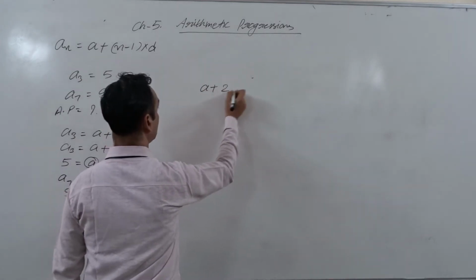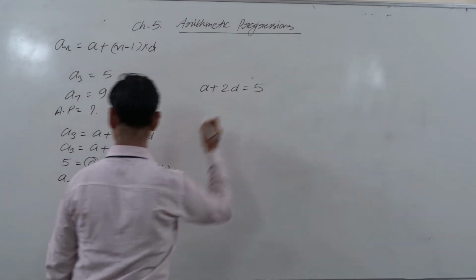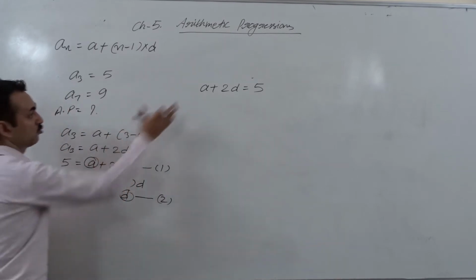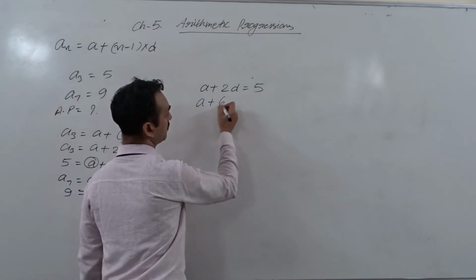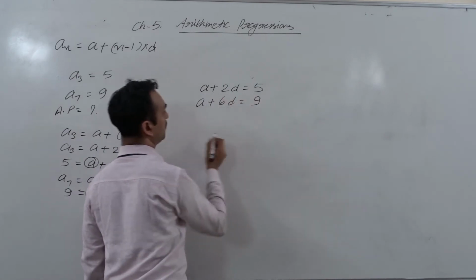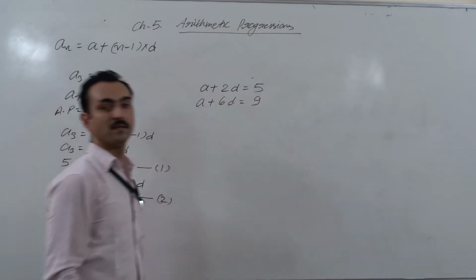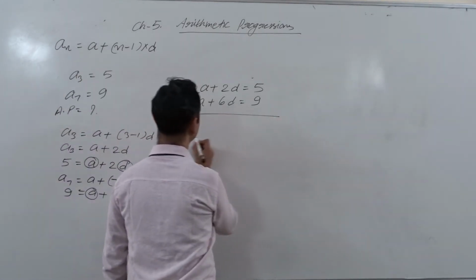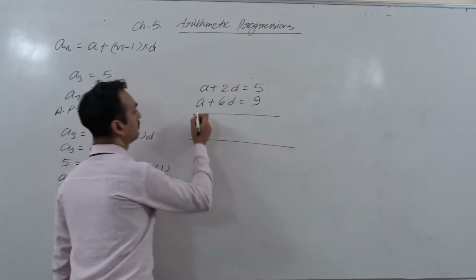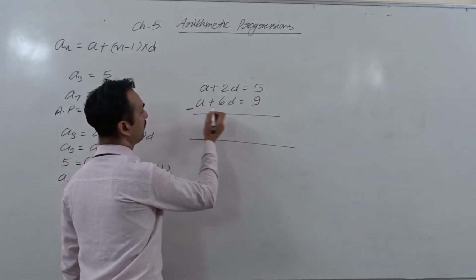A plus 2D equals 5. I write here A plus 2D equals 5 and A plus 6D equals 9. Okay. So in class 9 you have understood the different types of methods to solve a pair of linear equations. I am using the elimination method here.